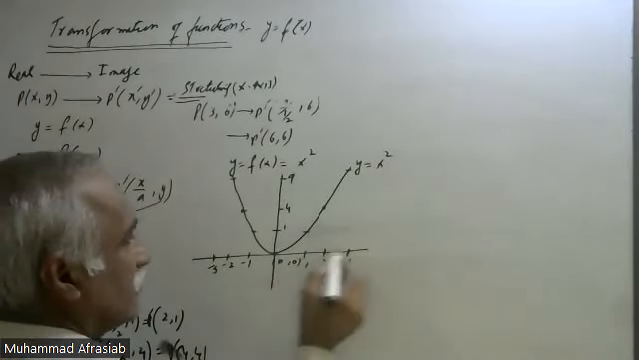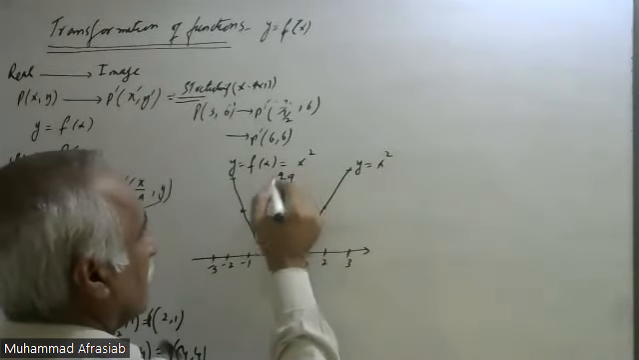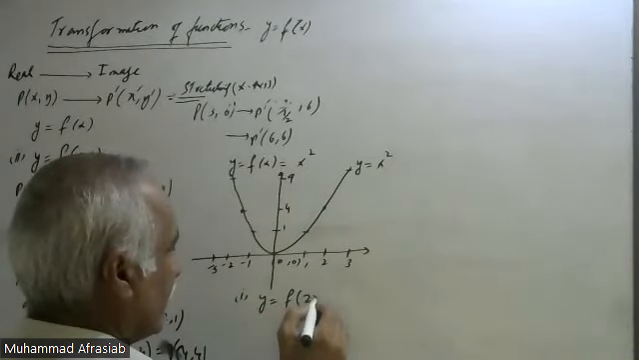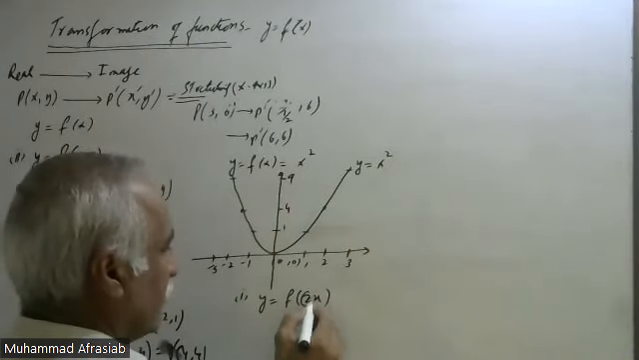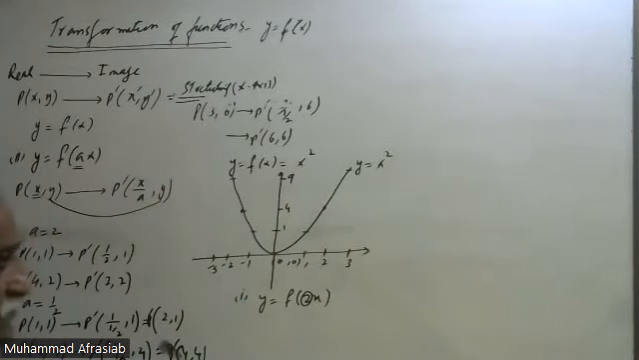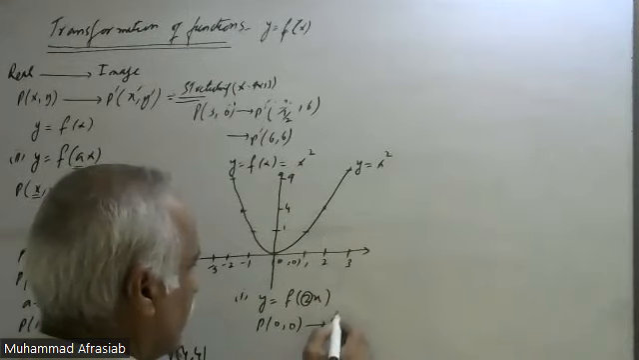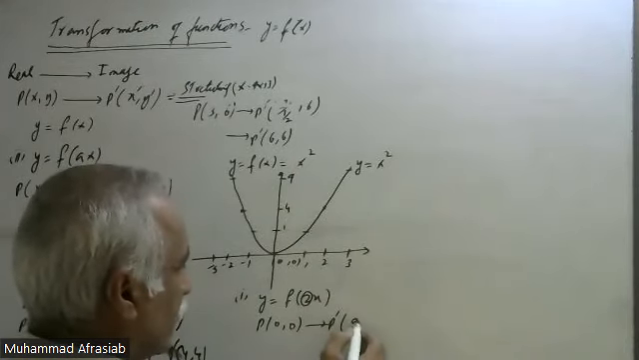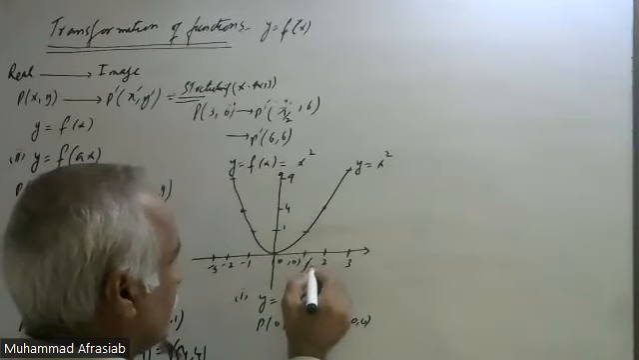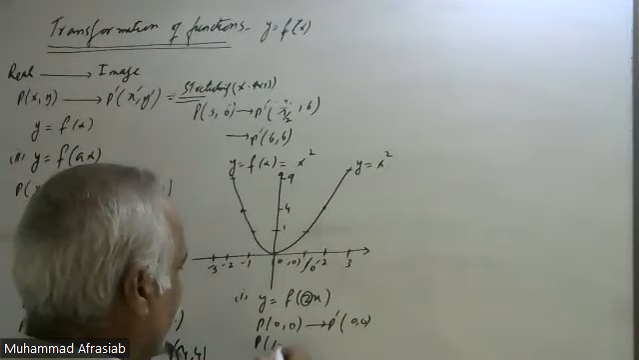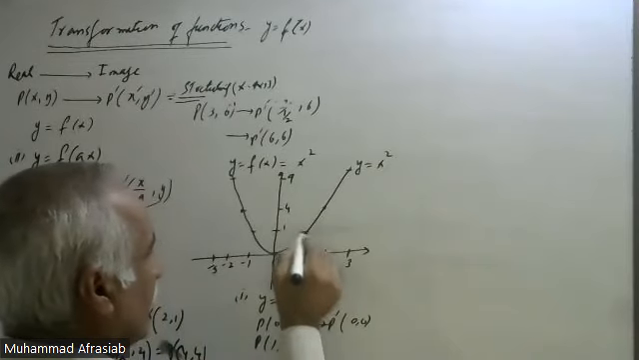Now we have to draw the graph of y is equal to f of ax, where a is equal to 2. So from this graph, you can explain it by this method. The original point is 0, 0. Now the point P dash will become 0, 0 there. So this point is 0, 0.